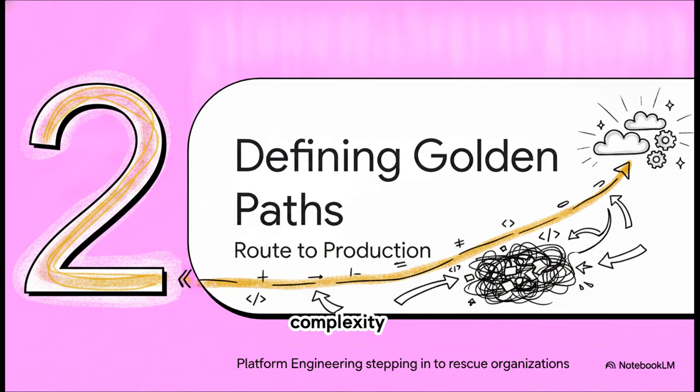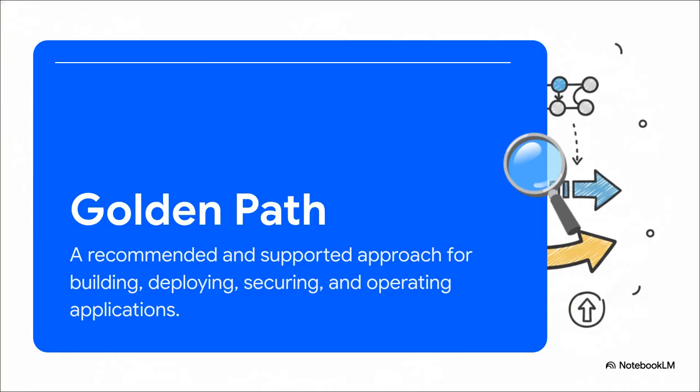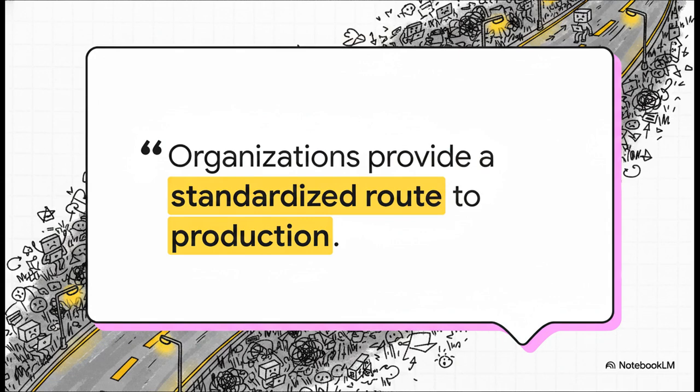Right, moving to Section 2. Defining the golden path and mapping that route to production. So, a golden path is essentially a recommended and supported approach for building, deploying, securing, and operating applications. Now, this concept was originally popularized by the engineering teams over at Spotify, but I really want you to notice those two specific words, recommended and supported. It's all about giving developers proven templates and automation that simplify cloud-native development by baking in your org's best practices completely by default.